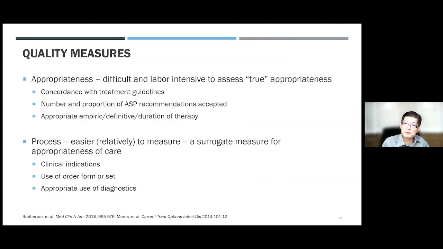Other quality measures are important to use if you want to select them, including appropriateness. It is difficult and labor intensive to assess true appropriateness because you have to measure against the treatment guideline that exists in your institution, and also the number and proportion of ASP recommendations that have been accepted. You have to stratify based on empirical, definitive, and duration of therapy as well. Process measures, although easier to measure, are surrogate measures for appropriateness of care, including the clinical indication, appropriate use of diagnostics, and use of a form to measure the compliance of the program.